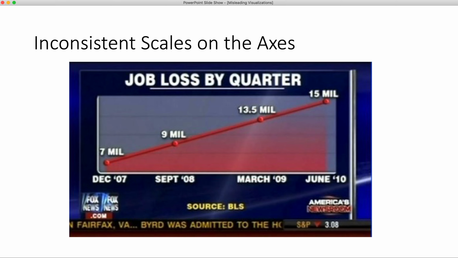It's probably also the case that what this maps is cumulative job losses, not absolute job losses. But if you look at the title, it seems to suggest that we're looking at absolute job losses by quarter. If this is true, then in June 10, about 50% of the American working population, maybe even more, would have been unemployed.